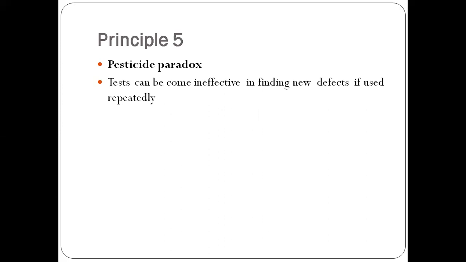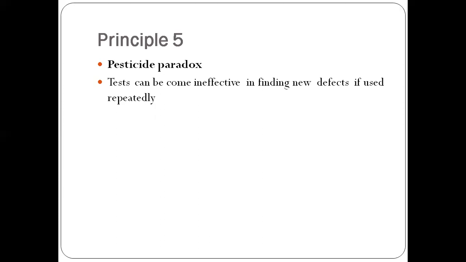So the same tests you are doing, the same test techniques you are using over and over, after some time you will have exhausted the use of that test technique, so you will not find new defects again. That's why they call it the pesticide paradox. For example, if you use a particular pesticide over and over, after some time the weed will start developing resistance to that pesticide. After some time, the pesticide becomes useless.